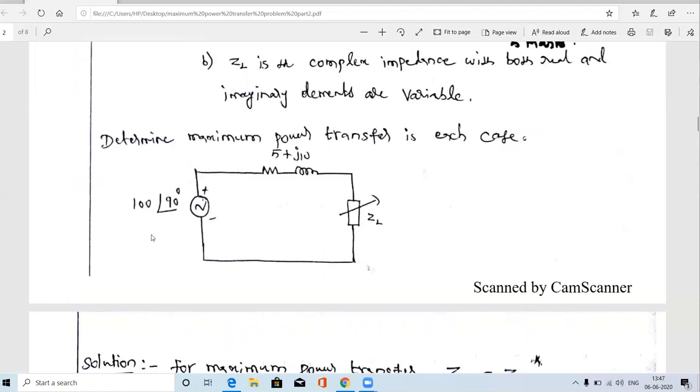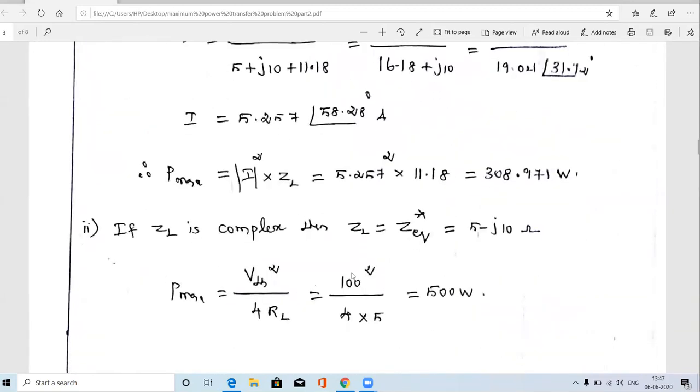If you want to find the power, you leave this angle and only write the magnitude. So 100 squared divided by 4 times RL. This is the formula for the maximum power transfer condition. So it is 500 watts. Whenever the load is a pure resistance, we get a power of only 308. The circuit produces the maximum power when ZL is the complex conjugate of Z equivalent. At that time only we will get the maximum value.